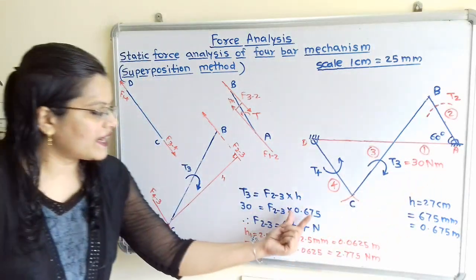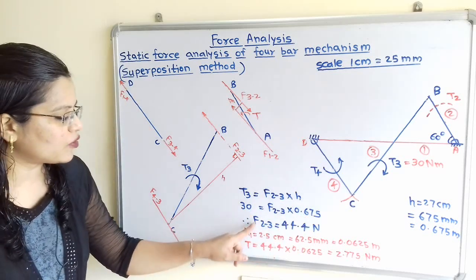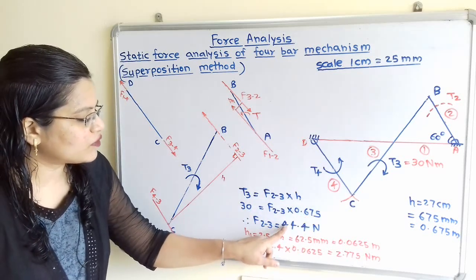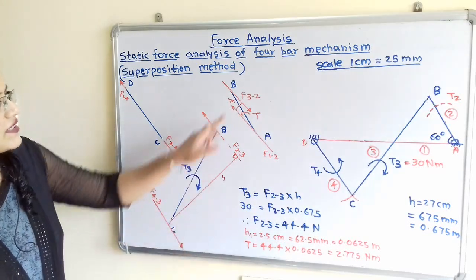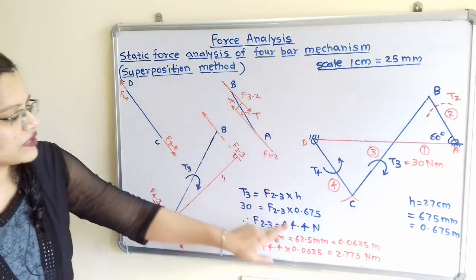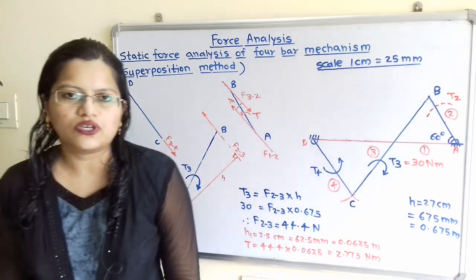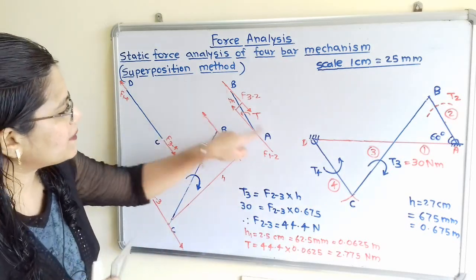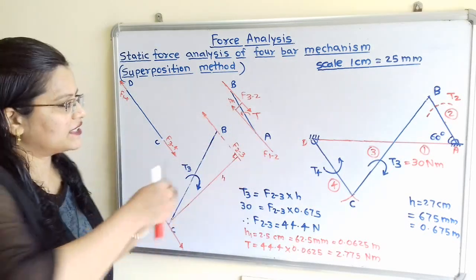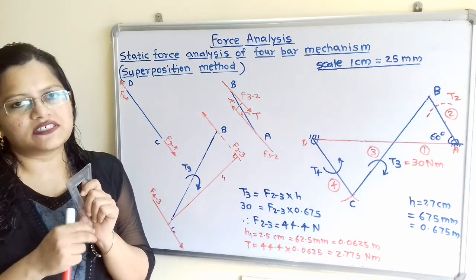So if we divide this 30 by 0.675, then we will get this force F of 2 to 3 is equal to 44.4 Newton. Now this F of 3 to 2 is 44.4 Newton. Now the magnitude of this torque is unknown. So how to find out this? So again, these are the parallel forces. So we have to find out the perpendicular distance between them.